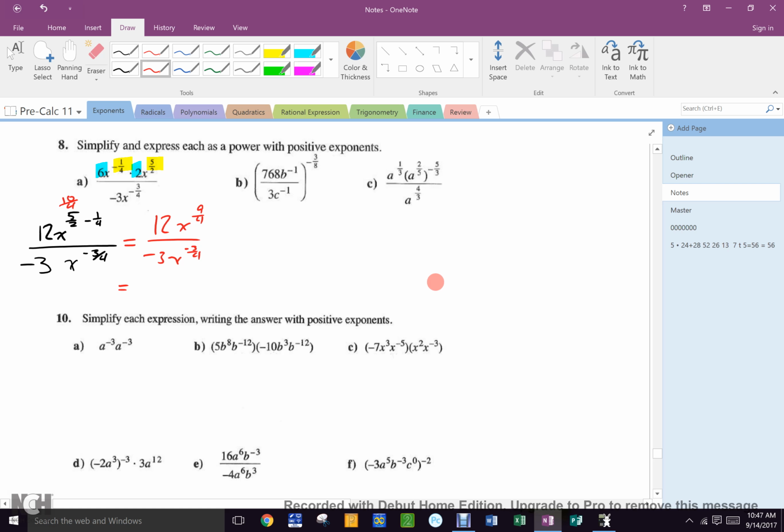12 divided by negative 3? Negative 4. It'll show up in a second. And what do I do with these exponents? Subtract. What's minus a minus? Add. So what's 9/4 plus 3/4? 12/4. Well, 12/4 isn't a number we would ever write. What is it? 3. Negative 4x to the 3.